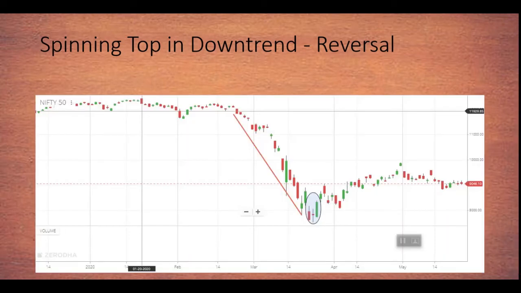Here you can see an example from the Nifty. It has a downtrend, and after that this is a spinning top. You can see that it has a very small body, and the upper and lower shadows are almost equal, and it happened in the downtrend. After this you can expect either a continuation pattern or a reversal pattern.